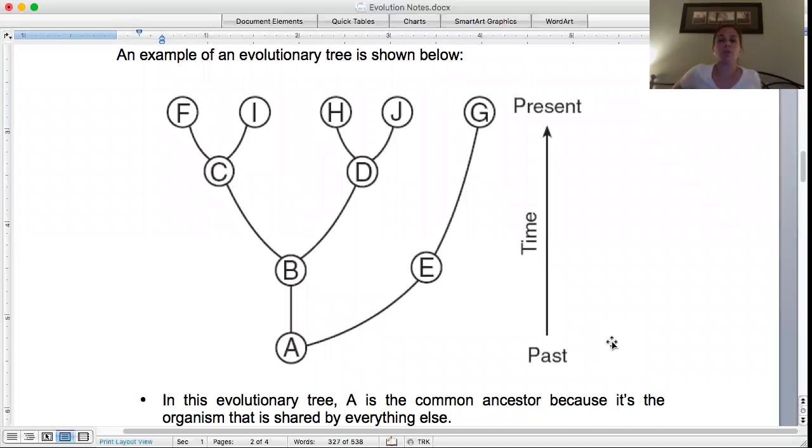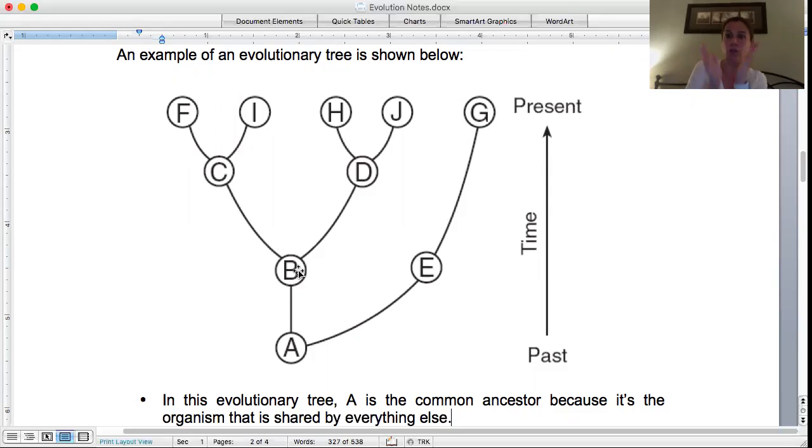So here is an evolutionary tree, okay? Right here, if you want to label this for yourself, A is the common ancestor. If you see, A is connected to every single organism here, so that's why it's known as the common ancestor. What happened was there were changes in the environment, there were mutations, and slowly those changes caused it to become a different species. So A became species B and species E. You see how it branches off?